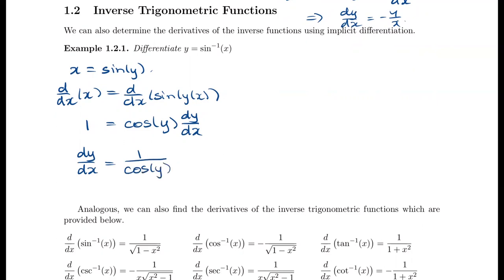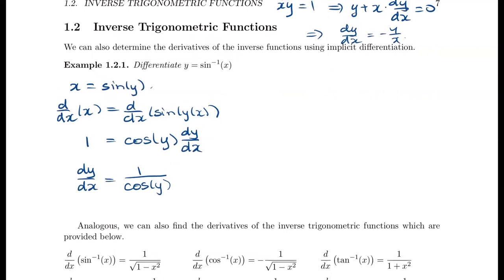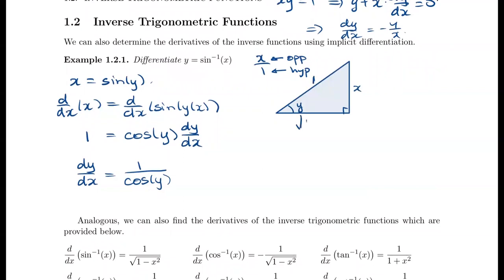But what is cosine of y? Let's go back to the original function y is equal to sine inverse of x. Whenever we're trying to find an angle, y here is going to be this angle. So if we draw a right angle triangle, we have the right angle here, and this is our angle y. Since sine is opposite over hypotenuse, our opposite is this x, and this is the hypotenuse, so we have a 1 here and we have x here. If we want to find cosine, we have to know what this length is. By the Pythagorean theorem, this is the square root of 1 minus x squared.